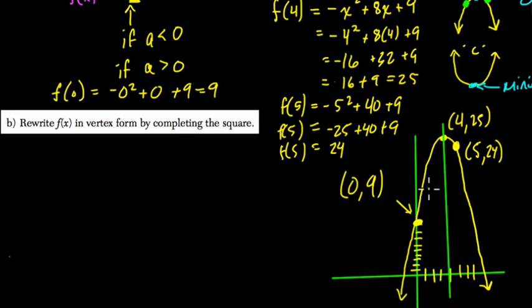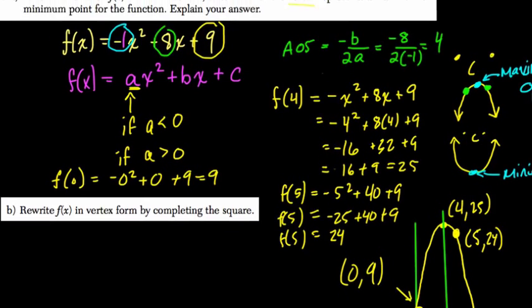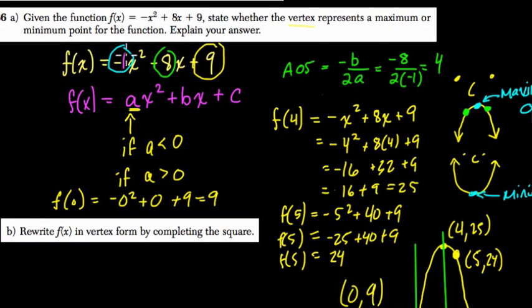So you can keep confirming this in all of these ways. Probably the best way, again, is just to go back to originally what you observed about the a term here, how it's negative and it opens downward, therefore the vertex is a maximum.